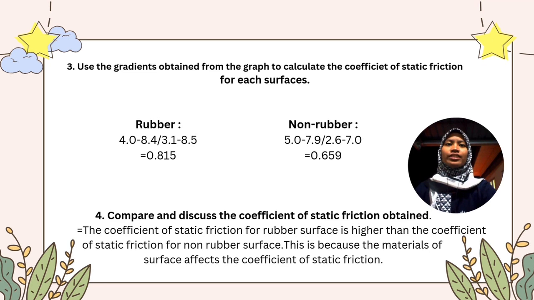Question 3. Use the gradient obtained from the graph to calculate the coefficient of static friction for each surface. For the rubber surface, 4.0 minus 8.4 over 3.1 minus 8.5 equals 0.815. For the non-rubber surface, 5.0 minus 7.9 over 2.6 minus 7.0 equals 0.659. Question 4. Compare and discuss the coefficient of static friction obtained. The answer is the coefficient of static friction for the rubber surface is higher than for the non-rubber surface. This is because the material of the surface affects the coefficient of static friction.